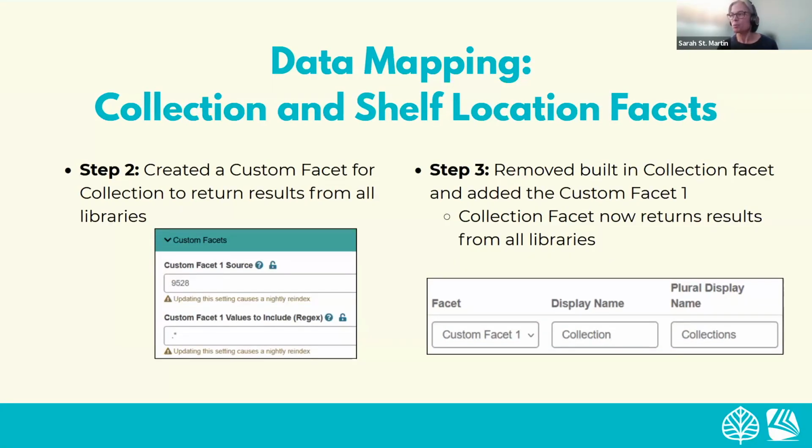And then step two, we created a custom facet for collections to return results from all libraries. So here we did the 952 and subfield 8. If you go back a few slides, that was the one for collections. And then step three was we removed the built-in collection facet and added in the custom one and named it collection. So now the collection is showing everything for all libraries.